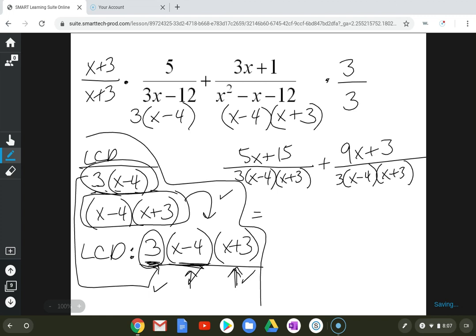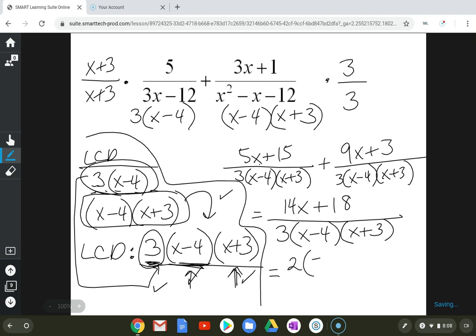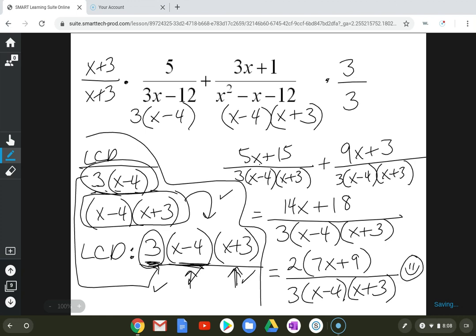All right, let's combine. If we combine like terms, 5x plus 9x is 14x. 15 plus 3 is 18. On the bottom, 3 times x minus 4 times x plus 3. If we factor a GCF out of the top, the only thing that goes into both of these evenly is 2. So I have 2 times 7x plus 9 over 3x minus 4, x plus 3. There is nothing that can cancel. We are done.